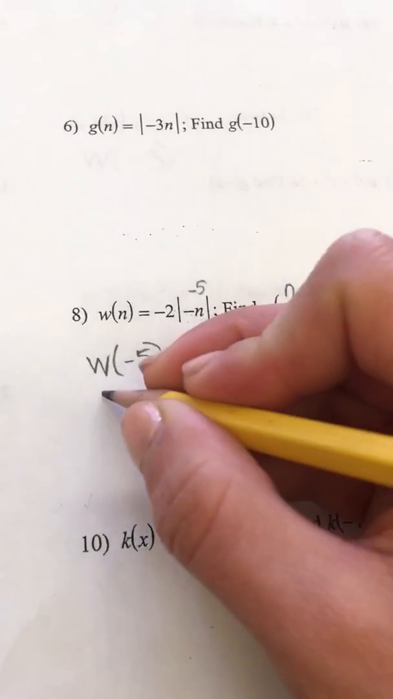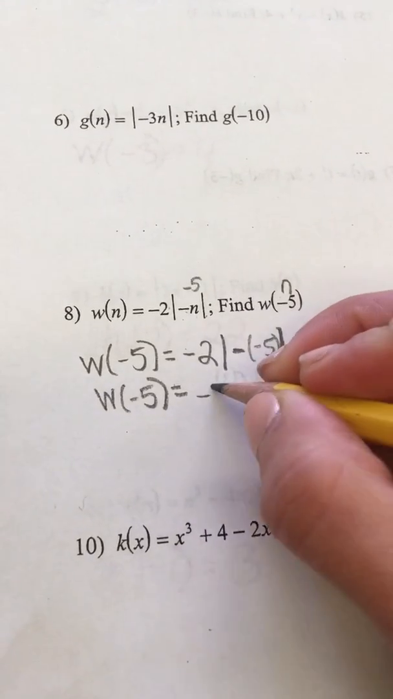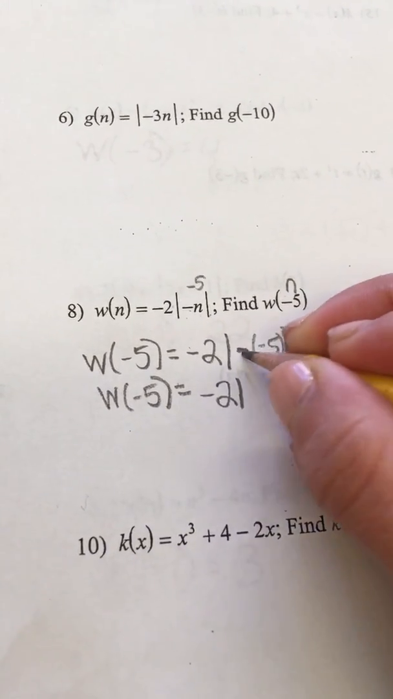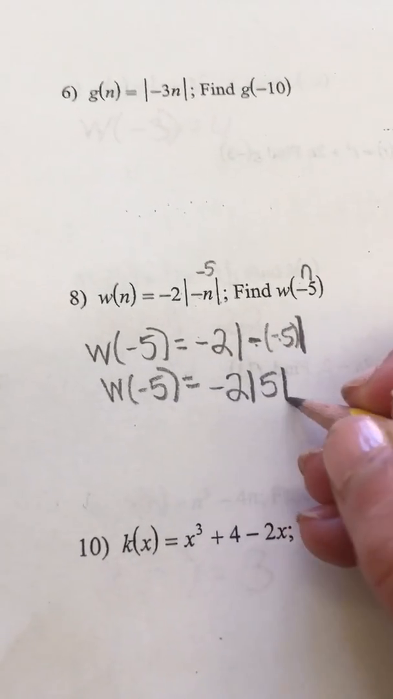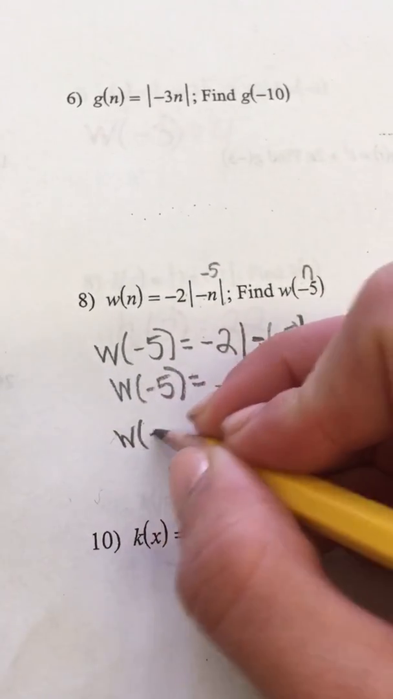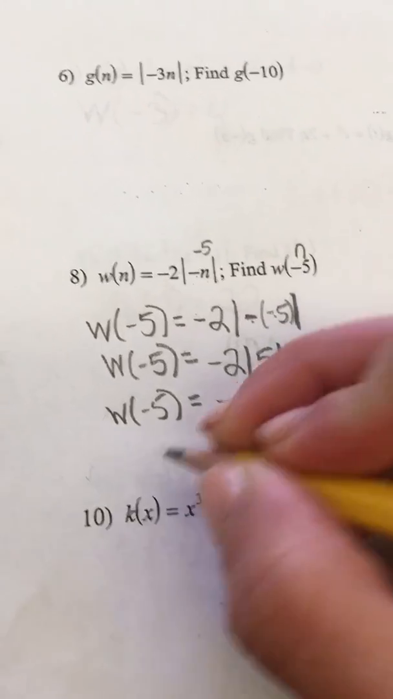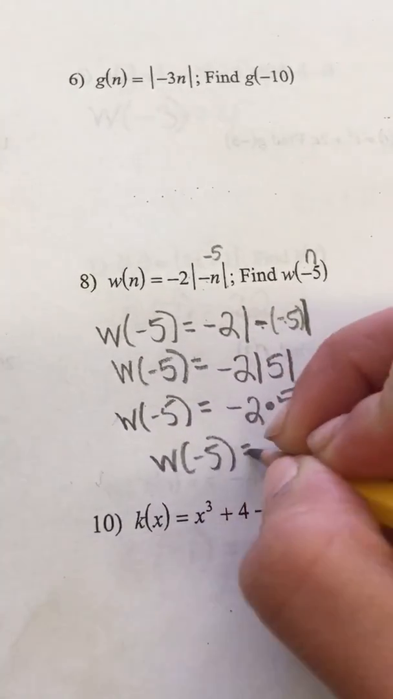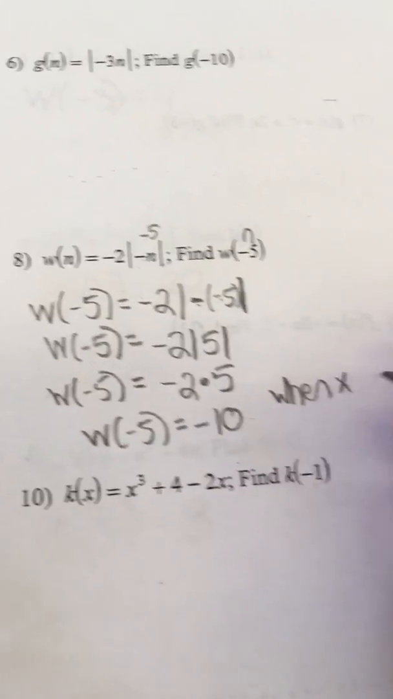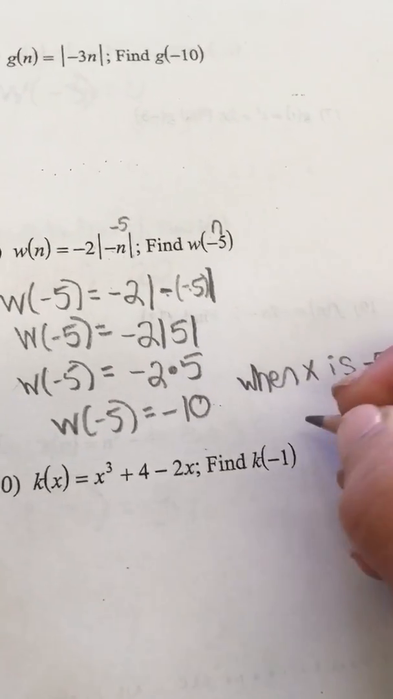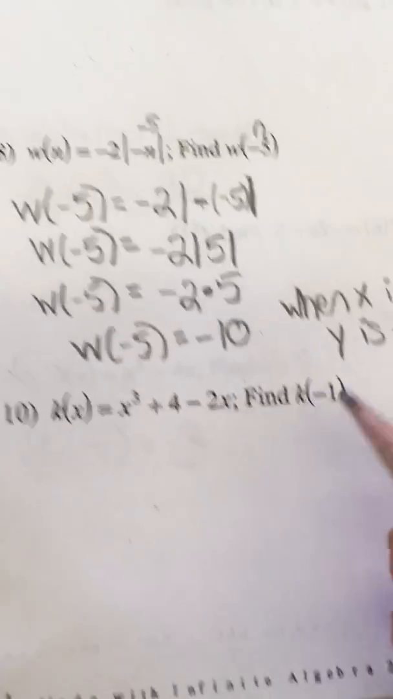So we'll simplify one piece at a time. The left side just stays W of negative 5 equals negative 2 absolute value. Negative becomes positive. And then what this means, absolute value is always positive. So basically, if there's no operation between them, this just means multiply negative 2 times 5. So W of negative 5 is equal to negative 10. Basically, when x is negative 5, you don't have to write this for every problem, but just so you know, x is negative 5, y is negative 10. Also, we can do number 10 together.